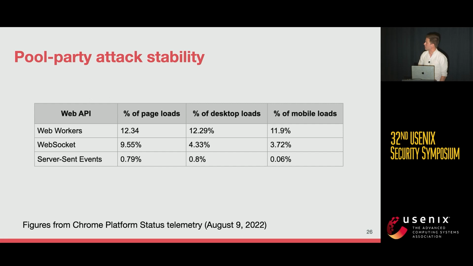Then how stable are these channels? Basically, stability is the inverse of how popular they are. If you're using a feature that's very popular on the web, that's going to be a very noisy channel, and so it's going to be very hard to communicate across it. If you're using a very unpopular feature, then you have a very stable, very quiet channel. Most of these features are not widely used, but you can see server-sent events are extremely uncommon on the web, and so that forms the most practical channel that we saw. But in general, these are practical attacks.